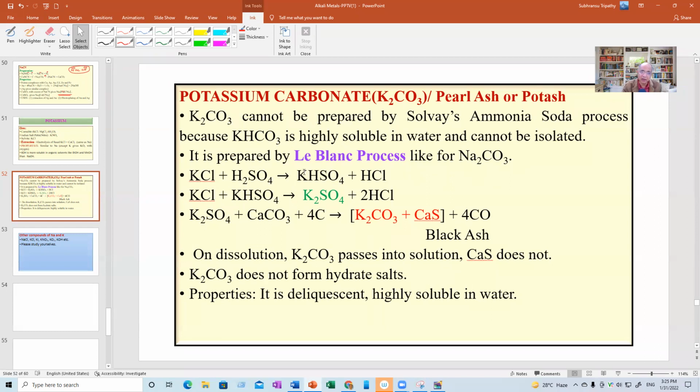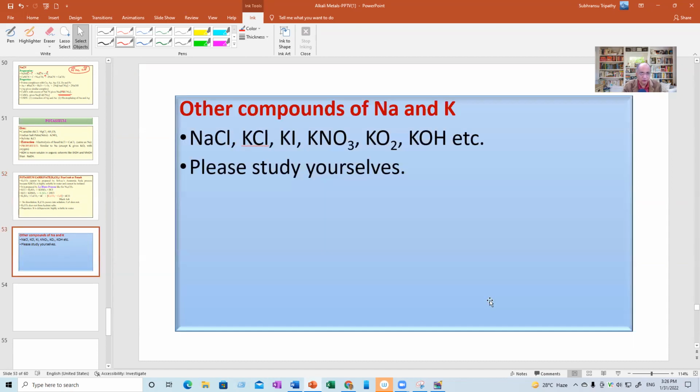Rather, the same Leblanc process is used, same steps. First, potassium sulfate is produced, heated with limestone and coke to produce black ash. This time it is potassium carbonate, and then extracted with water. This will be dissolved, this won't, and then you crystallize. It is deliquescent. It will absorb water and dissolve in it, and is highly soluble.